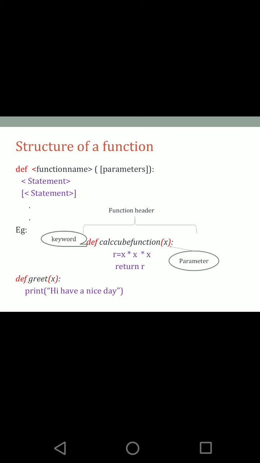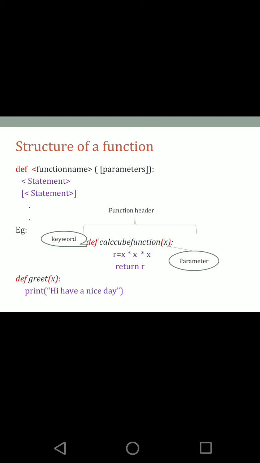So, structure of a function. You can see def in red color is a keyword. def function name, whatever function name you want to give, you can give that name, and within brackets, parameters. We'll see in detail what the different types of parameters are, and what parameters are. So this is the format or structure in which you write a function. def is a keyword, then you give the function name. What is the name you are going to give for that function?